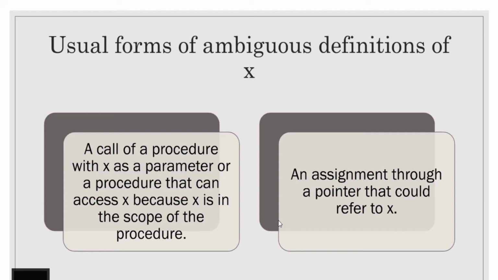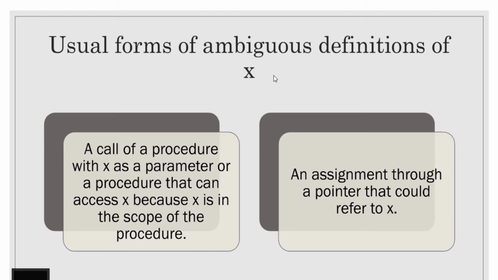And there are certain kinds of statements that may define a value for X. Those are called ambiguous definitions of X. They are not certain that a value will definitely be assigned to X. If a value will definitely be assigned to X, then that is an unambiguous definition. If a value may be assigned to X, that is called an ambiguous definition of X.